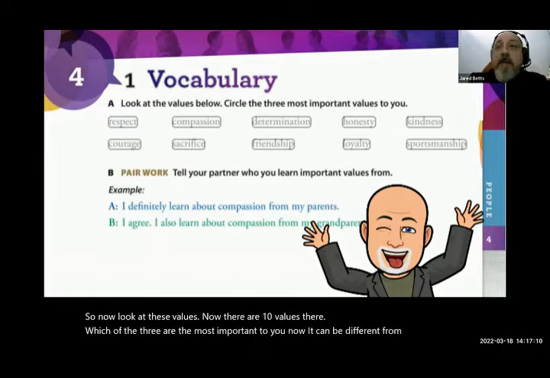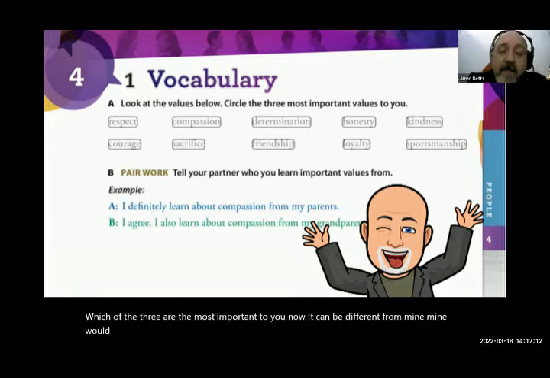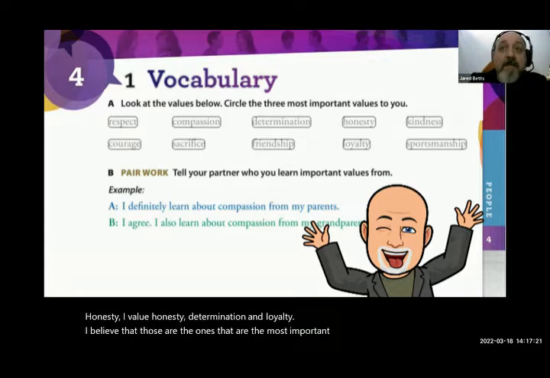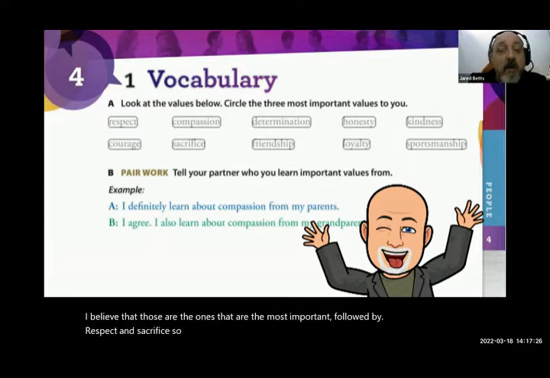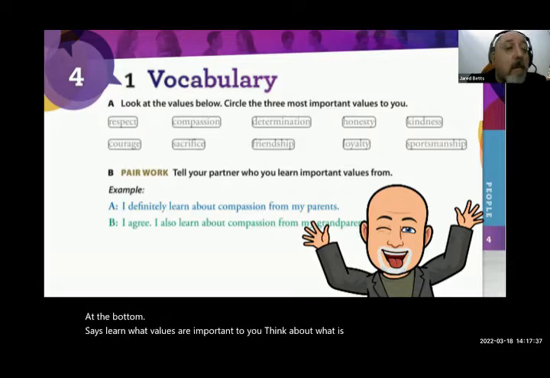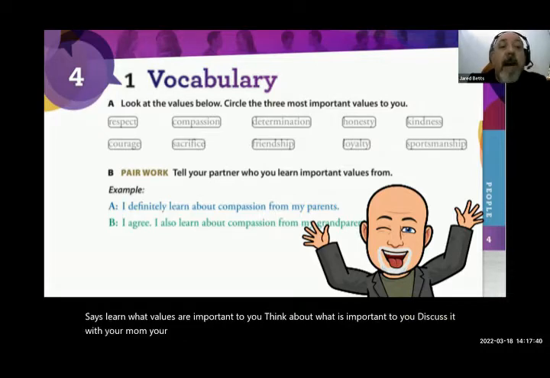Mine would be honesty. I value honesty, determination, and loyalty. I believe that those are the most important, followed by respect and sacrifice. So if I had to pick 5, those would be the 5 that I would pick. At the bottom it says, learn what values are important to you. Think about what is important to you. Discuss it with your mom, your dad. Talk to them about what values you have.